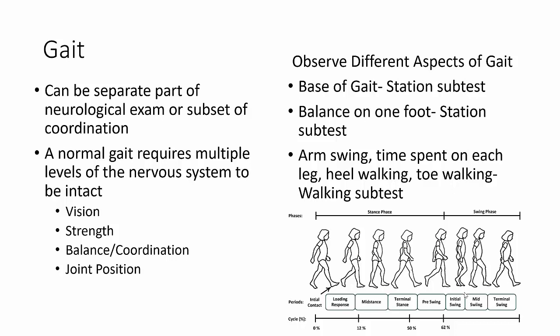So they'll look at the base of the gait, and then they'll have you balance on one foot, and then arm swinging, and then the time spent on each leg. They'll have you heel walk, toe walk, and test all of these different things so that they can compile your overall gait. And it can really say if something is wrong, because like I said, all of those systems have to work together just to walk. So if something is wrong with your gait, there could be something wrong with one of those systems.